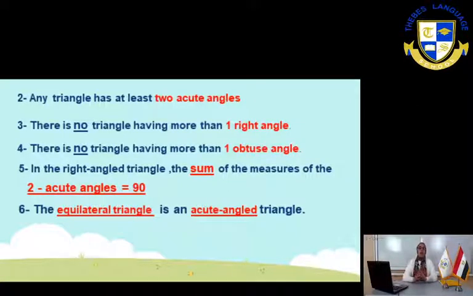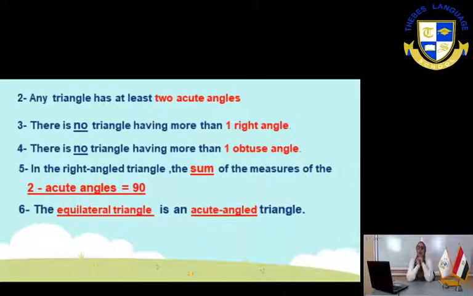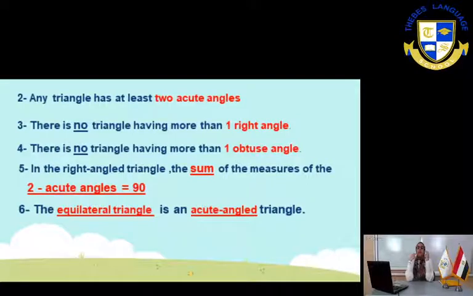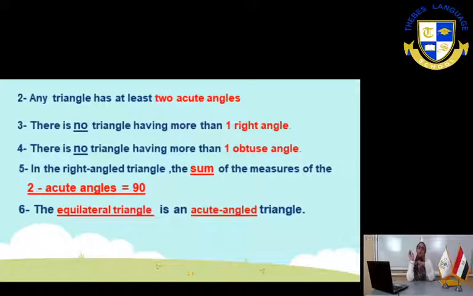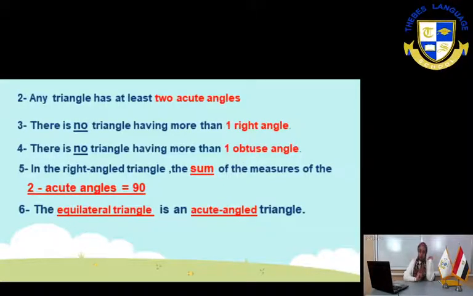In the right angle triangle, we said that it has just one right angle and the other will be acute. You must know that the sum of the other 2 acute angles equals 90. Why? Because we said that the sum of all angles must be 180. If one of them is 90, the other 2 will be 90 to complete 180.